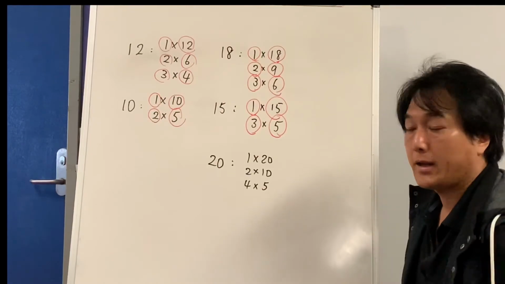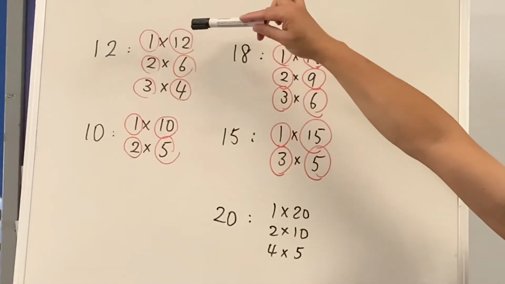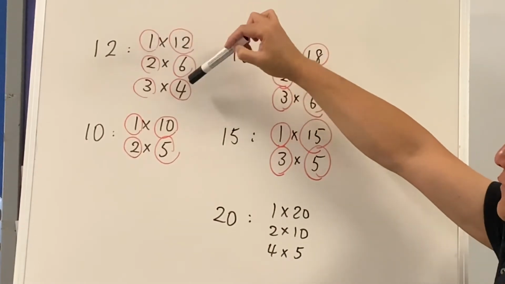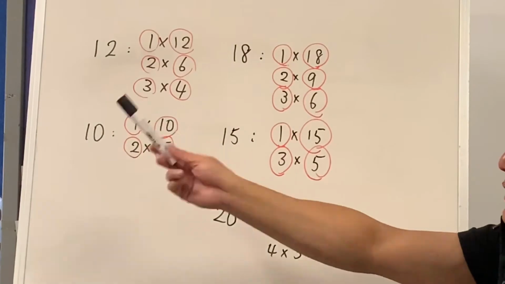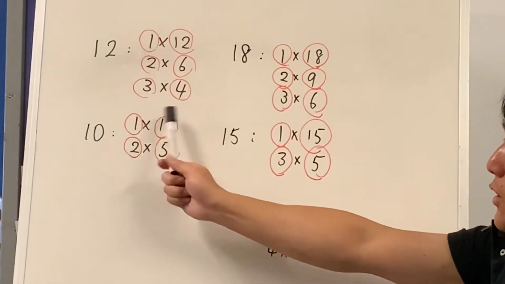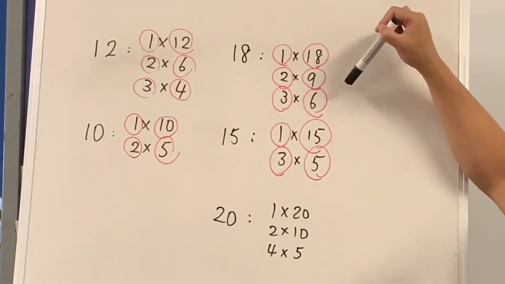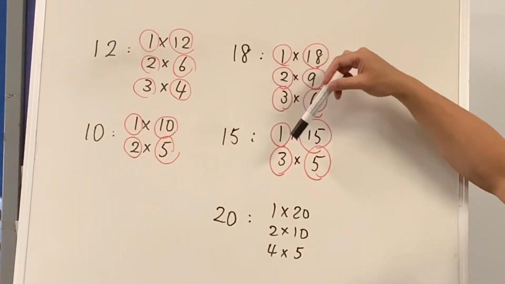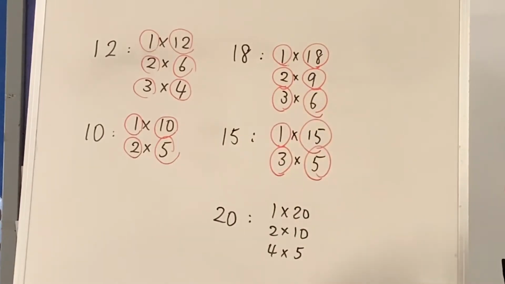How did you go with 20? Now, I can see 1, 2, 3, 4, 5, 6 factors for 12. Number 10 has 4 factors. Number 18 has 6 factors. Number 15 has 4 factors. Number 20 has now 6 factors.